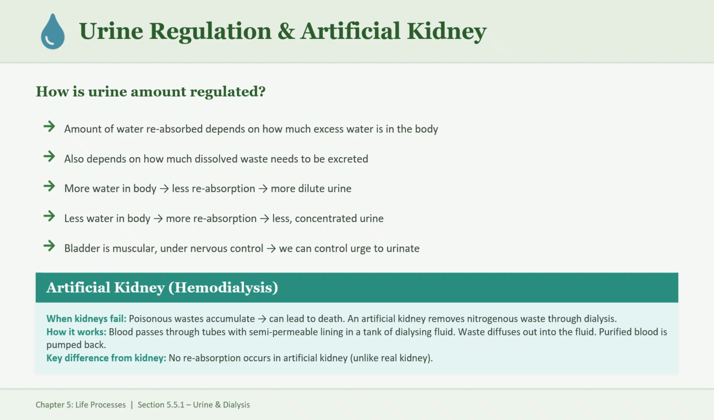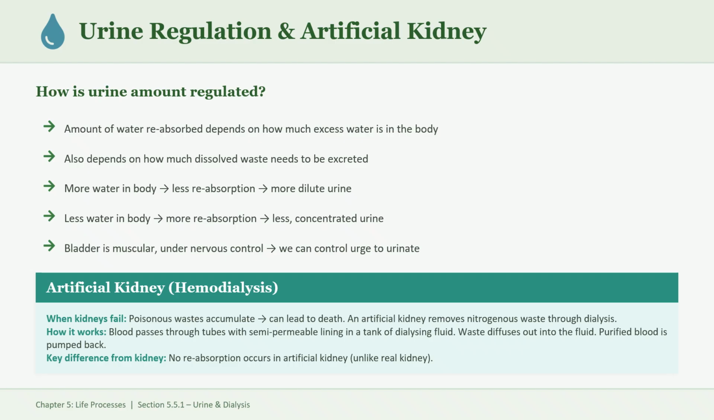And the urinary bladder is a muscular organ and is under nervous control, and we can control the urge to urinate. So here what happens? The urine formed in the kidney passes through the ureter, a long tube-like structure, a pair of ureters, into the urinary bladder, where it is stored. When the bladder becomes full, the pressure creates the urge to urinate. The urine is then expelled through the urethra. The urinary bladder is muscular and under nervous control, allowing us to control urination to some extent.